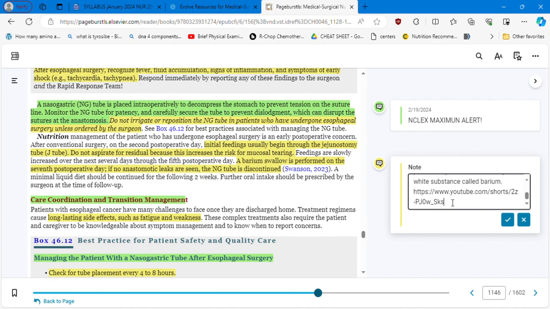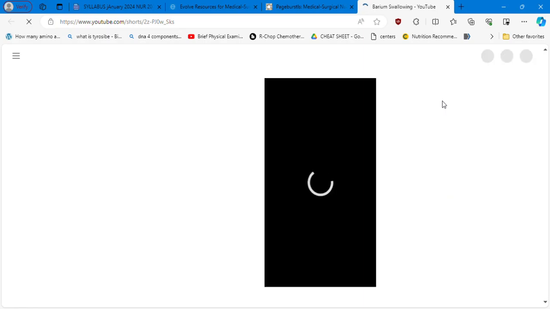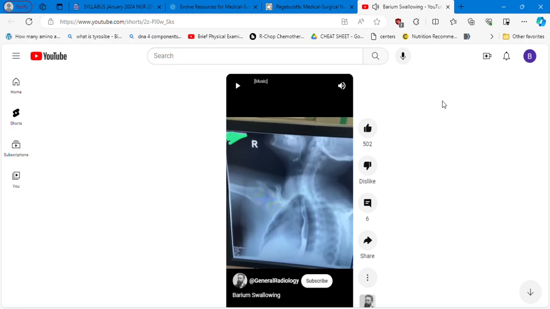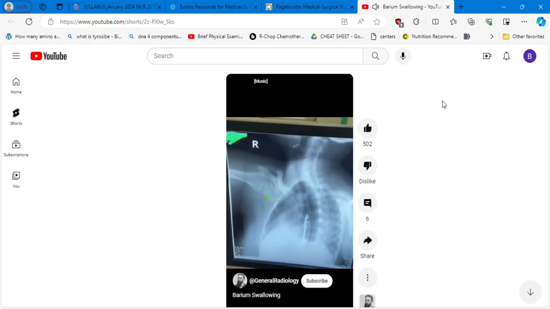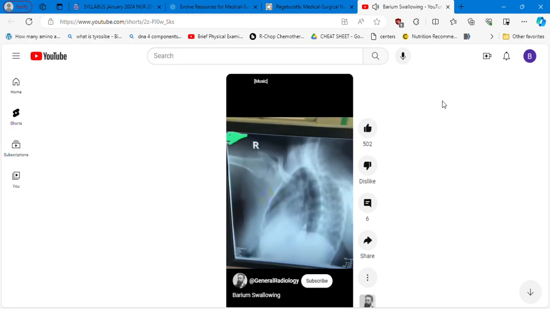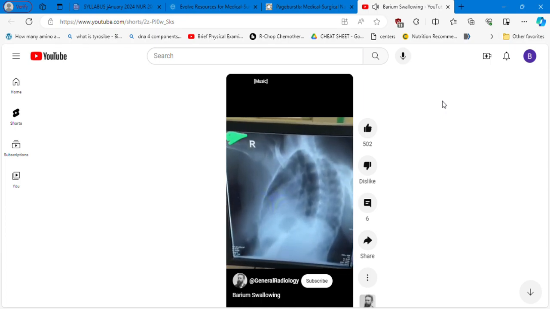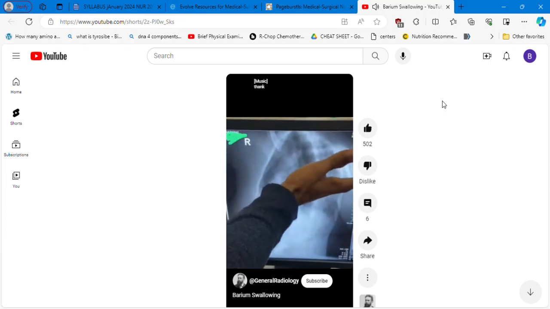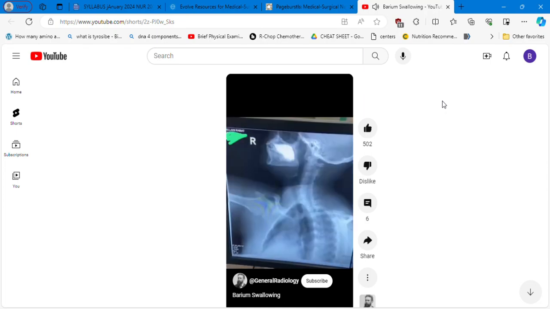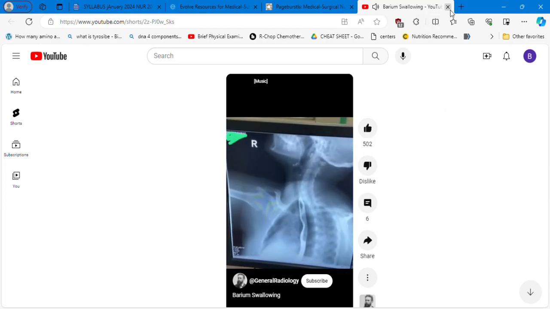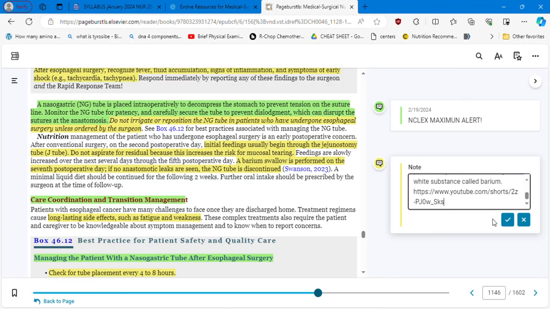Let's watch this video. We're almost done, but this is a beautiful chapter, gastrointestinal. So there is a fluid that the patient is drinking, and the fluid is going to highlight the area, right? And at the same time, an X-ray is going to be done.